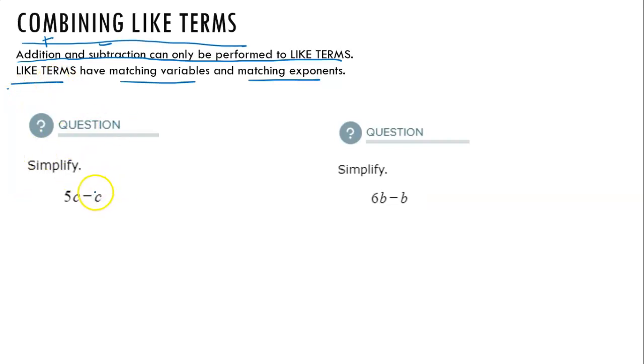We also want to remember that anytime we see a variable that doesn't have a number, that means there's just one of them. So there's an invisible one there. I have to have like terms to be able to subtract, and I do because these both have C's. So this becomes 5C take away 1C, which is 4C. You try this one on your own. For this one, you should remember that there's a 1 with the B, so we do 6B take away 1B, which is 5B, and we're done there.